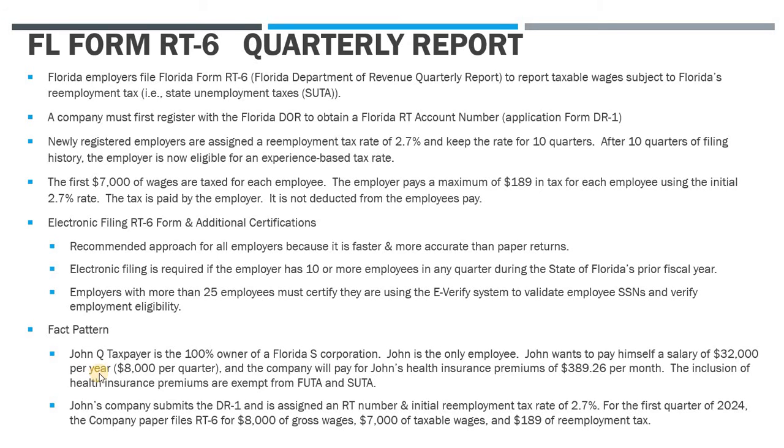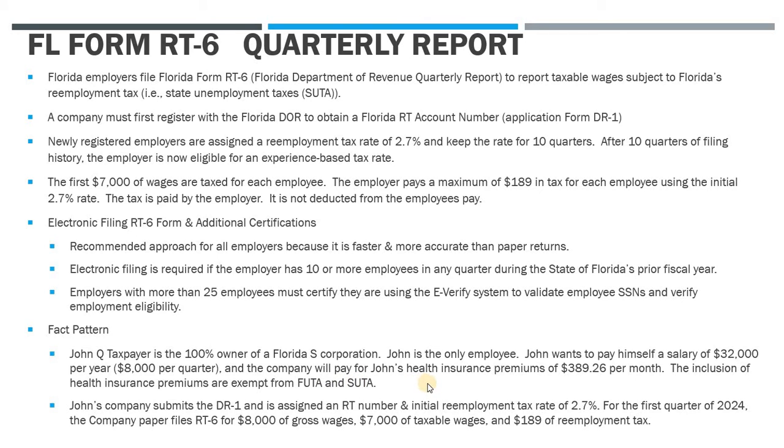Alright, so if we have a look at the fact pattern here, we have John Q. Taxpayer. He's the 100% owner of a Florida S Corp. Now, John is the only employee and he's the only owner. But John needs to be on the company payroll because we have S Corporation reasonable comp issues. So John is going to pay himself a salary of $32,000 for the year, or $8,000 per quarter.